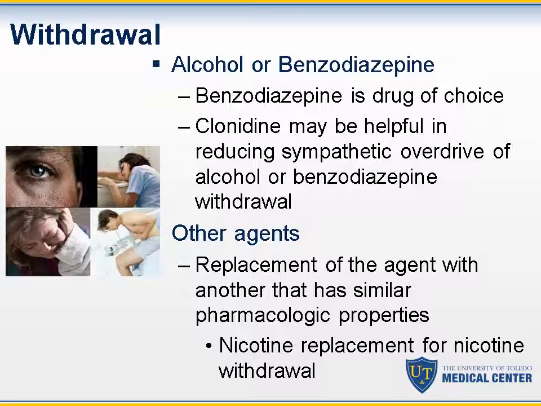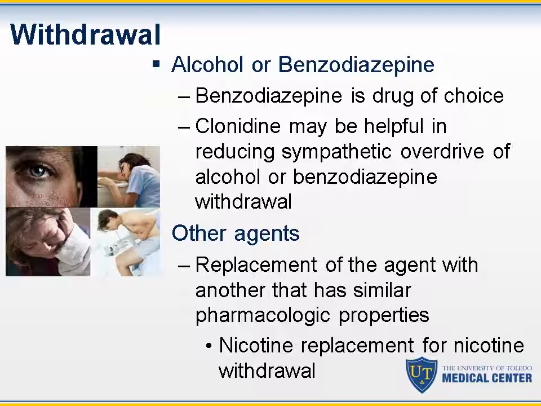If we have a patient that is in an agitated state due to withdrawal, if it's due to alcohol or a benzodiazepine, a benzodiazepine is the drug of choice. When you have withdrawal from alcohol or benzos, you have rapid loss of GABA receptor inhibition, and it's implicated in producing delirium. Clonidine may be helpful in reducing the sympathetic overdrive of alcohol or benzodiazepine withdrawal, and it may ease the delirium and agitation associated with that withdrawal.